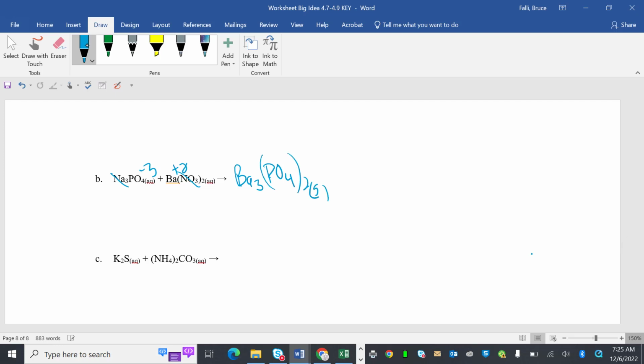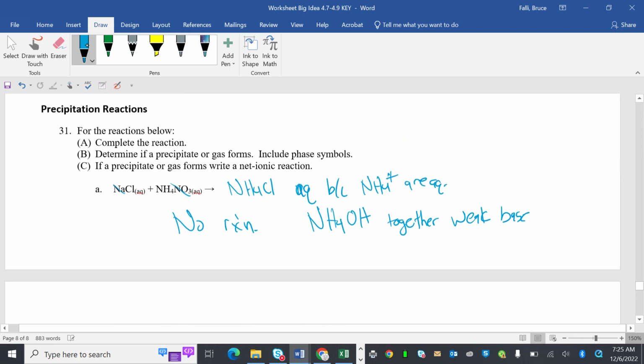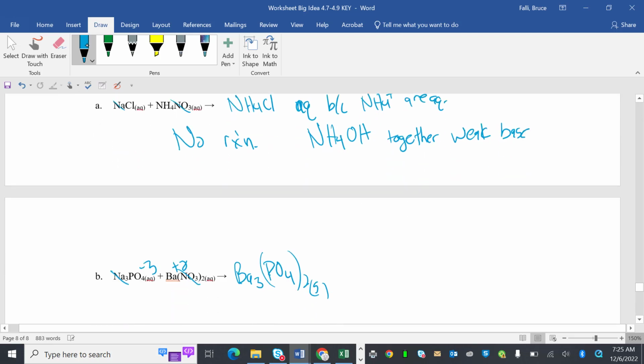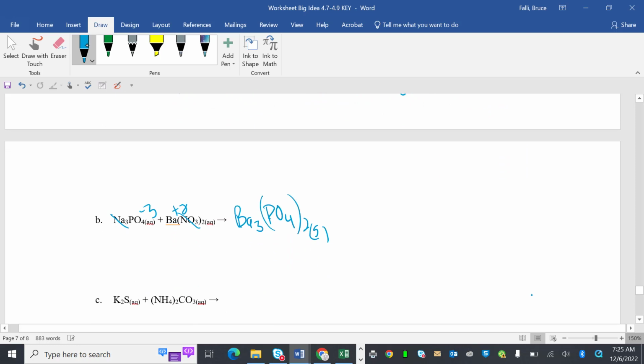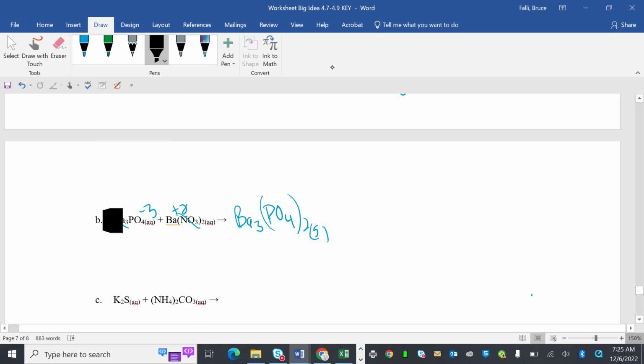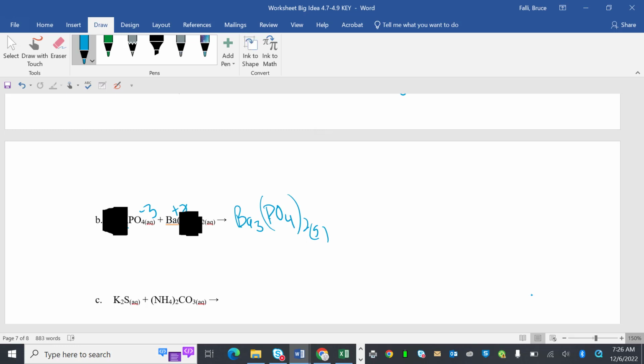And we have to put in the states of matter. I think that's all it's really asking me to do, right? Complete the reaction. Determine if... okay, so I should eliminate the ones. You should rewrite those, but I'm just trying to give you a quick little idea there. Oh, man. My marker is too powerful. There you go. So that's all it is.